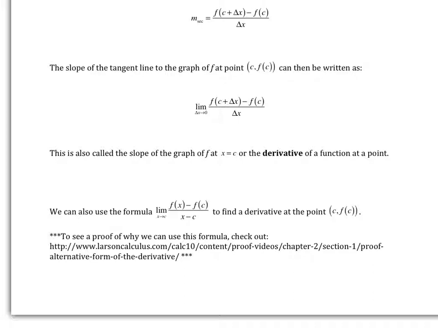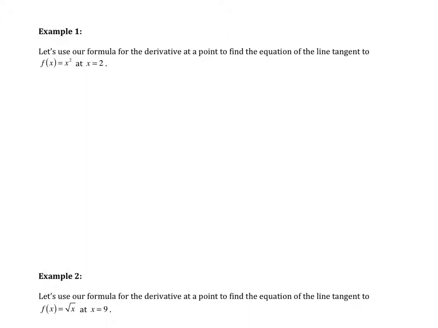We can also use another formula to find the derivative at a point, and that formula is the limit as x approaches c of f of x minus f of c all over quantity x minus c. If you would like to see a proof for why we can use that formula and how the two are related, I have included a link that you are welcome to go to. Once we do a few of these problems, they'll make a little more sense than just looking at the theory.